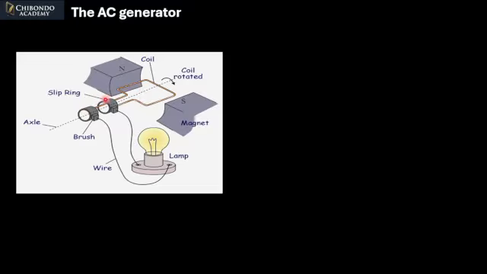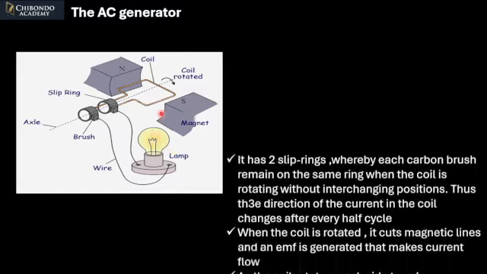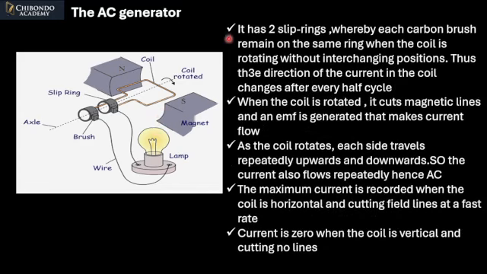Right here we're having slip rings. As you can see, the first part of this one is connected to the slip ring, and this part is connected to the second slip ring. Then right there we have the brushes, having the wires connected to the bulb. So how does it work? We're saying it has two slip rings, whereby each carbon brush remains on the same ring.